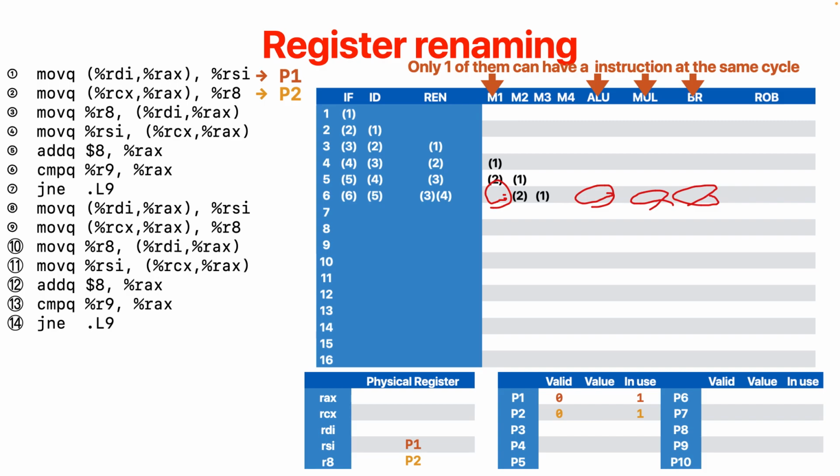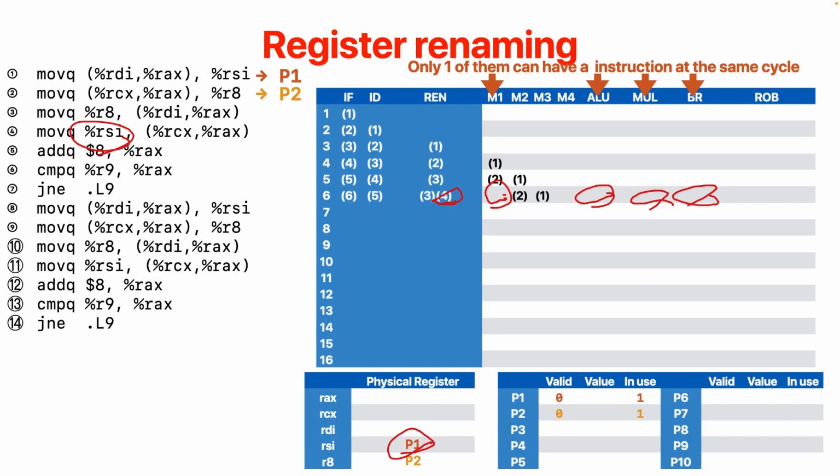In the next cycle, we already have instruction 4 renamed. However, instruction 4 depends on RSI, which is currently in P1. But in the next cycle, P1 is not ready yet, so we are not able to continue instruction 4.